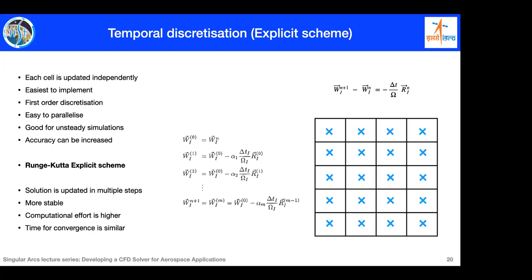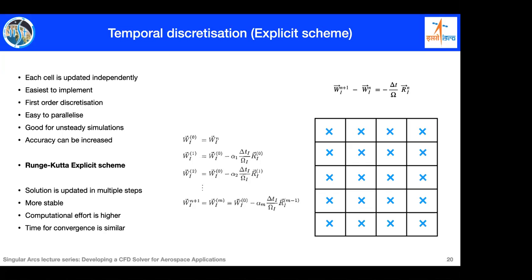Now additional complexity can be added by going for multiple steps. You don't update in a single shot; you go for a smaller time step, then again compute the residual, then again update it, then again go for a smaller time step. So in multiple steps, you reach your final delta t. This is called a Runge-Kutta scheme.